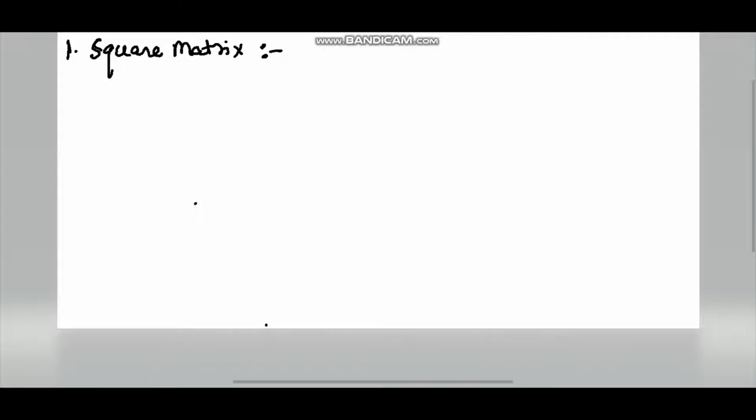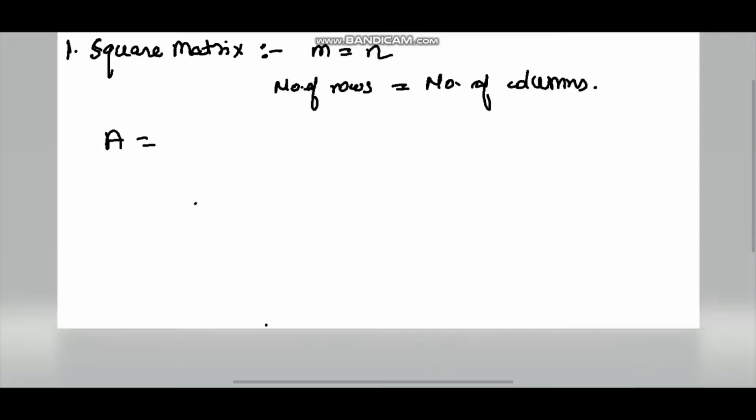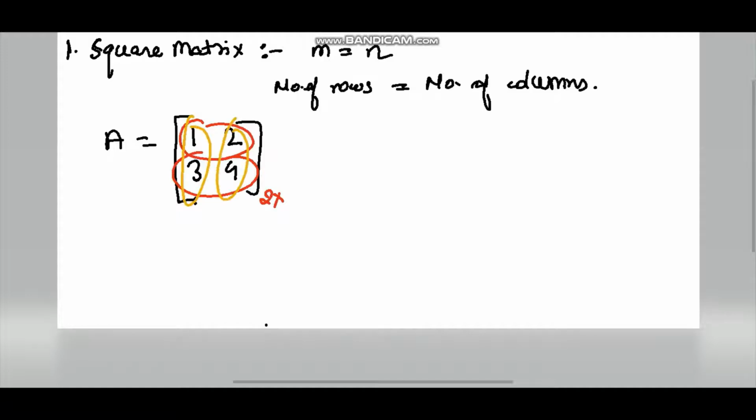A matrix is called a square matrix when its number of rows is equal to its number of columns. Now let us take one example. A is equal to 1 2 3 4. How many rows do we have? 1, 2. How many columns do we have? 1, 2. So here m is equal to n, hence it is a square matrix.